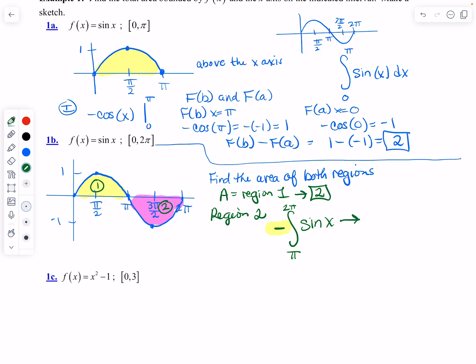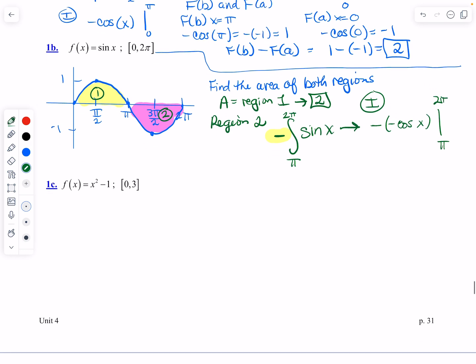Okay, so now it's time to integrate it. Don't forget the negative. Remember that the integral of sine is negative cosine x, and I'm integrating this from pi to 2 pi. So region 2, I'm basically taking cosine x, integrating it from pi to 2 pi. So let's find f at b.